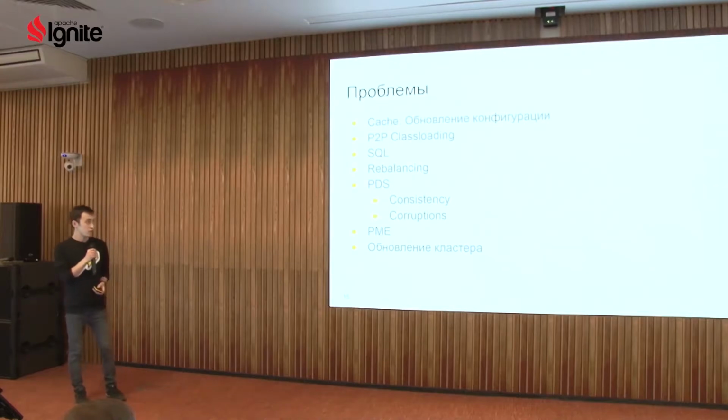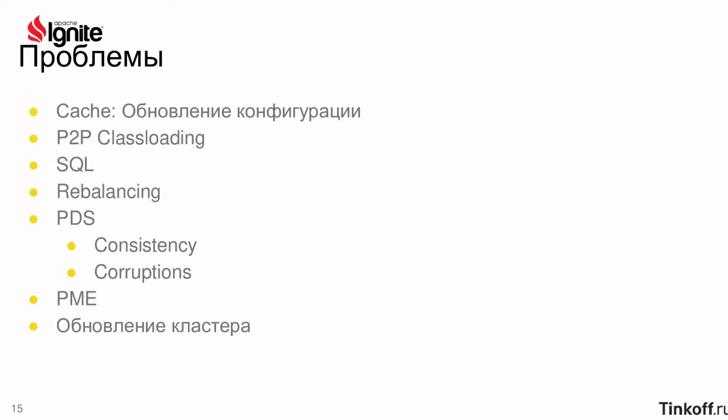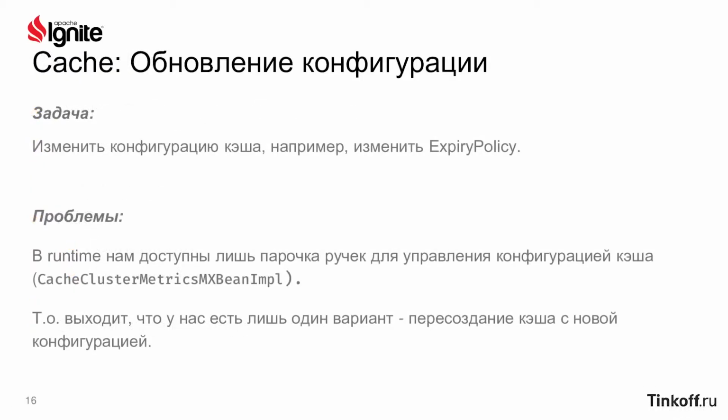The next slide lists problems we faced with Ignite. The first is the cache configuration updating problem. After the cache was created, requirements changed. We needed to alter the expiry policy to prolong the time that data is kept in cache. We looked into the documentation and understood that we can't change it in runtime. Unfortunately, there was only one way to do this. We had to recreate the cache.